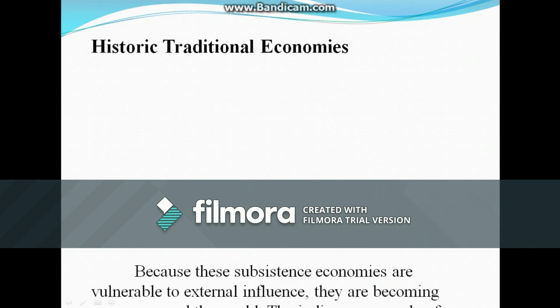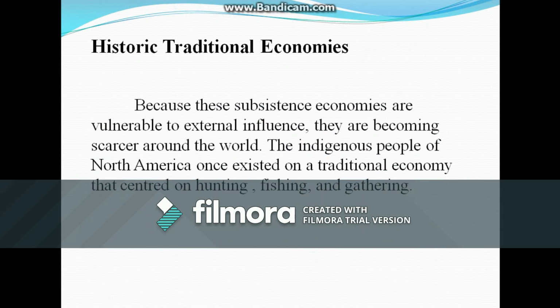Historic traditional economies. Because these subsistence economies are vulnerable to external influence, they are becoming scarcer around the world. The indigenous people of North America once existed on a traditional economy that centered on hunting, fishing, and gathering.